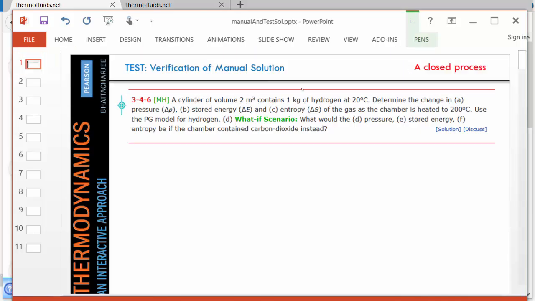Okay, so here is the problem. It involves a tank of gas, a cylinder of gas that contains hydrogen. Essentially we are heating it from an initial condition of 20 degrees Celsius to a final temperature of 200 degrees Celsius. We are asked to find the change in pressure, the change in stored energy, and the change in entropy of the system.